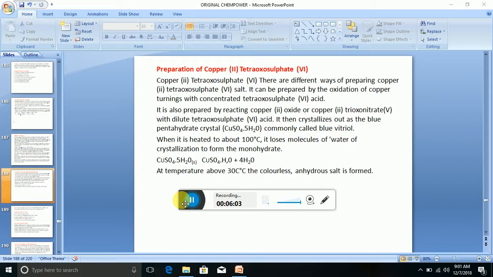When it is heated to about 100 degrees Celsius, it loses molecules of water of crystallization to form the monohydrate. At temperature above 300 degrees Celsius, the colorless anhydrous salt is formed.